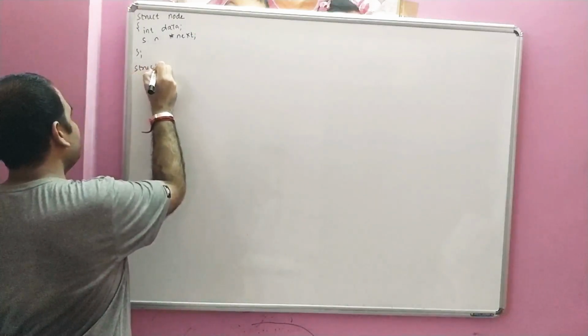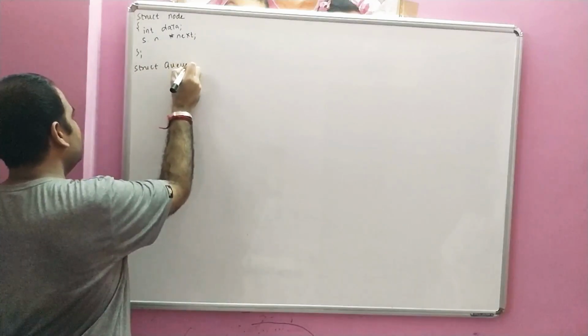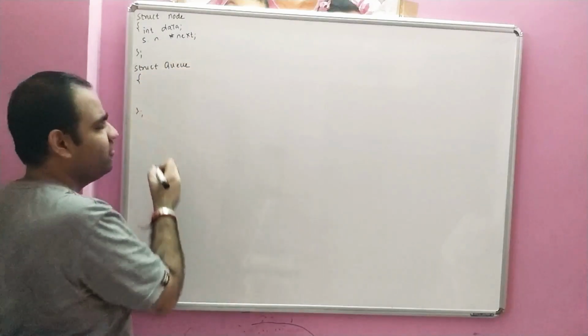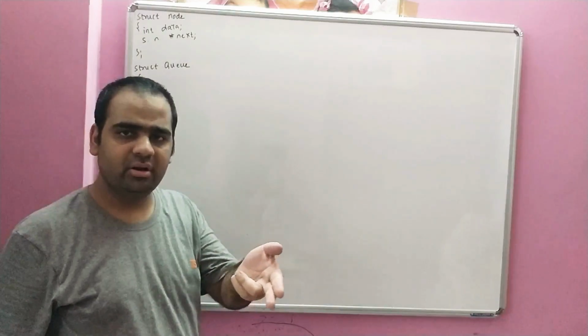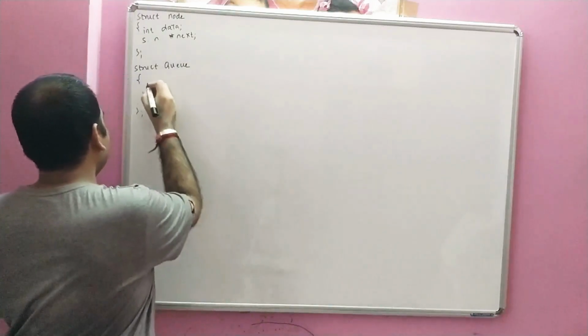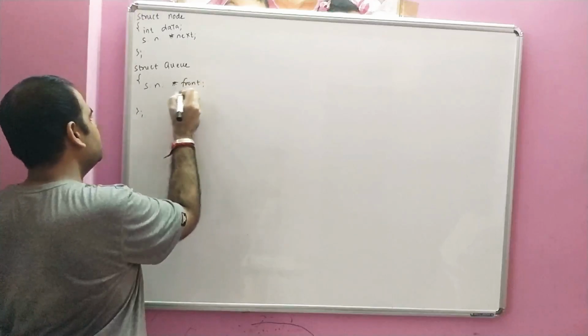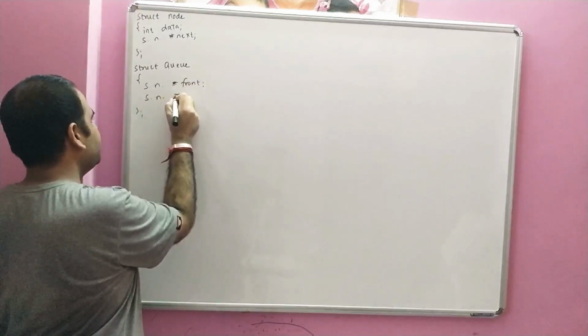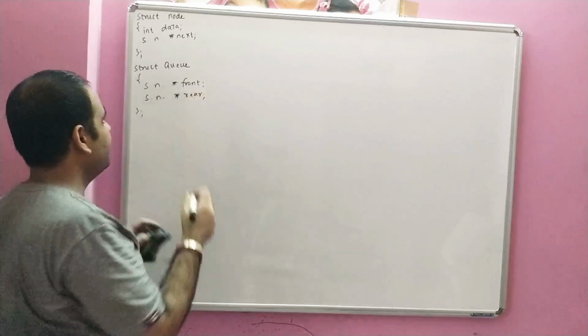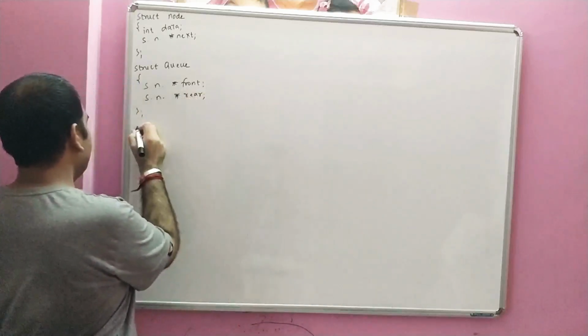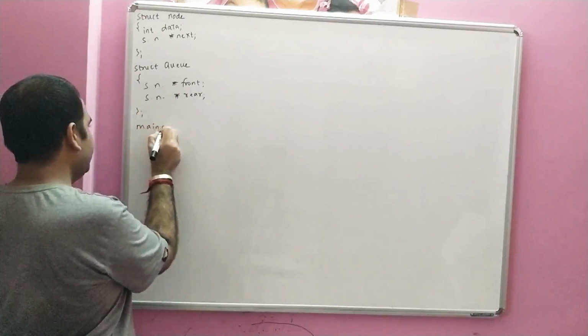What do we write over here? I say struct queue, and this queue is made up of a linked list, two pointers internally, the front and the rear. Therefore we say struct node star front. Why is it struct node? Just now I explained. And it is struct node star rear. This becomes the queue definition, and we write the main over here.